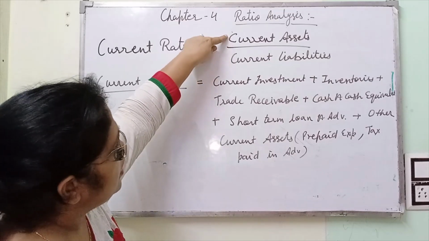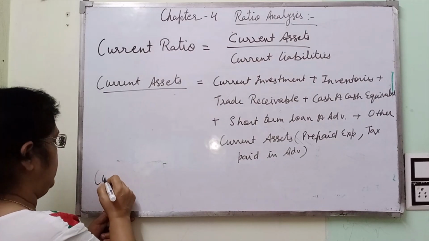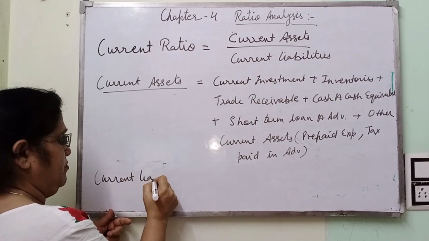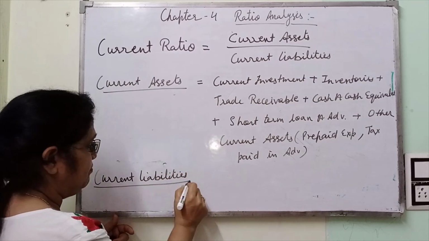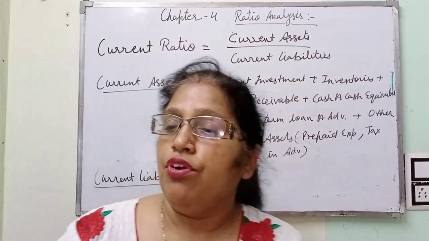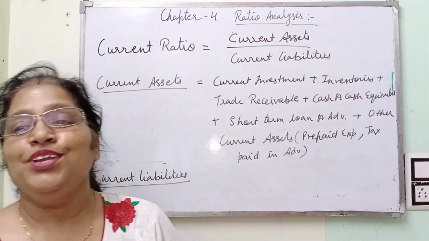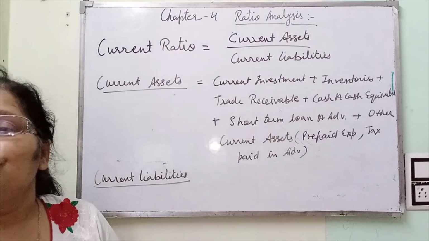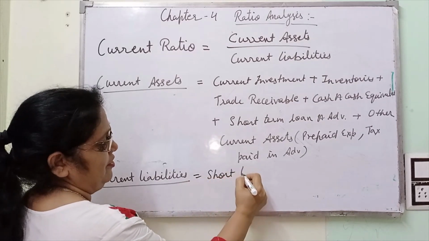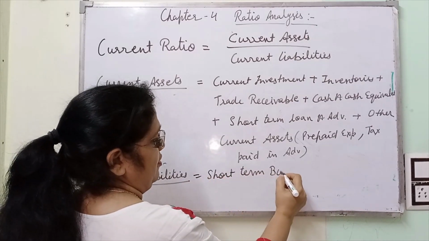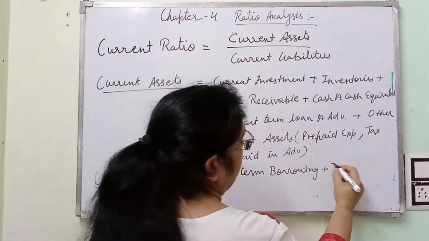Now the formula is current assets upon current liabilities. Now we have to discuss current liabilities. What was the slang for learning current liabilities? Sony? Yes. "Sony to a Sony". Sony means short-term borrowings, and then trade payables.